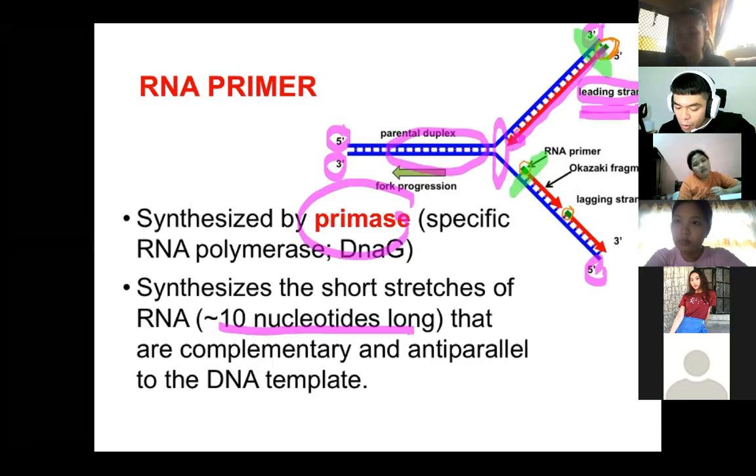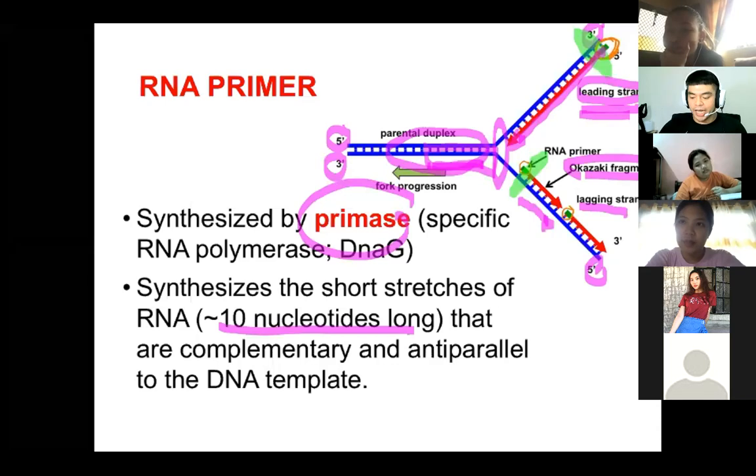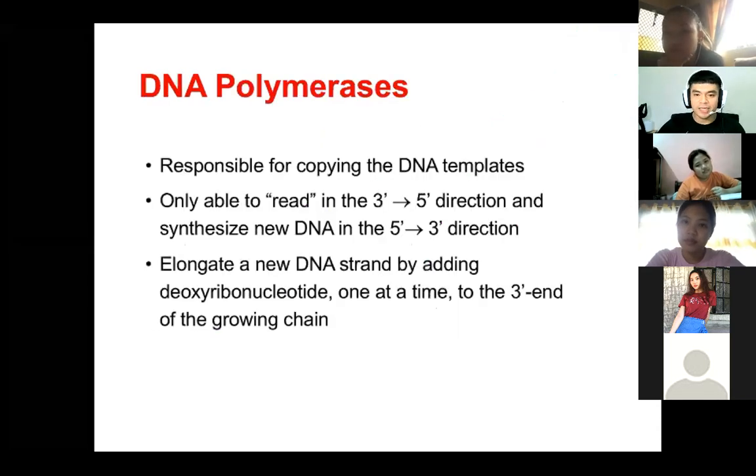Kasi pag gumalaw ang polymerase pababa, pag gumalaw siya, at bumuka na naman ito, wala siyang primer. Gagawa na naman ng panibago. Kaya primer, then polymerase, kaya putol-putol siya. Anong tawag sa putol-putol? Lagging strand, also known as Okazaki fragment. Okay, Okazaki fragment. So yan ay mga pinagsasabi ko kanina.